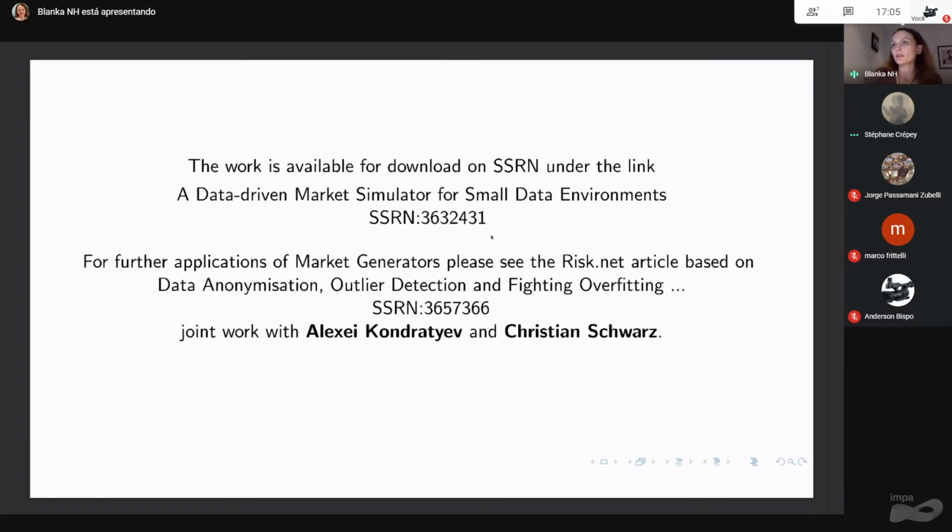Another interesting thing to mention is that there are further interesting applications of market generators. There is a Risk article on all kinds of use cases of market generators, such as data anonymization, outlier detection, and fighting overfitting. So there's quite a lot of things one can do with market generators, but we will get to that in a second.